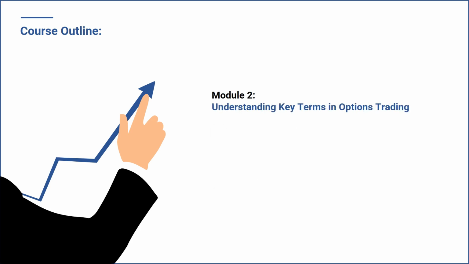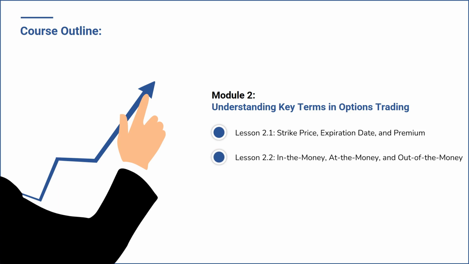In module 2, we're going to talk about the terms in option trading: the strike price, expiration date, the premium. And in lesson 2.2, we're going to talk about in the money, at the money, and out of the money. These are terms you have to know. And 2.3, we're also going to talk about example scenarios to clarify key terms. So that's what we're going to talk about, scenarios. We're going to get examples of exactly what happens, so you understand exactly how you can use these terms.